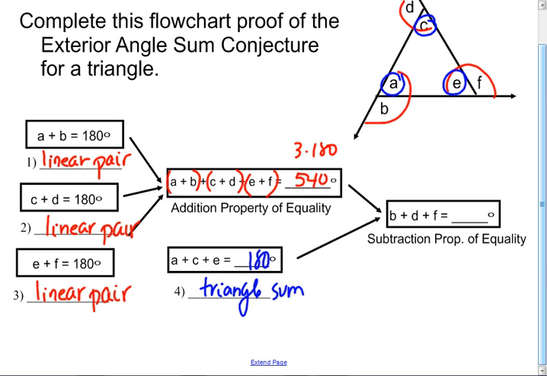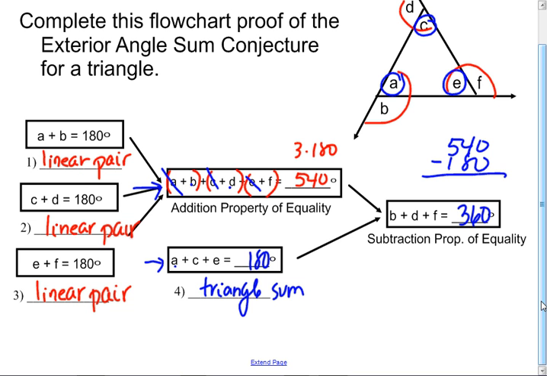It's shorter. And then what we're going to do is we're going to take this equation here and subtract it from that equation. So what's going to happen? When I subtract it, what's going to happen to the A's? They're going to be gone. I subtract the C's out, gone. I subtract the E's out. On the left side, I'm left with B, D, and F. And what am I going to end up on the right side? 540 minus 180. And what do I get? Surprise, surprise, 360.